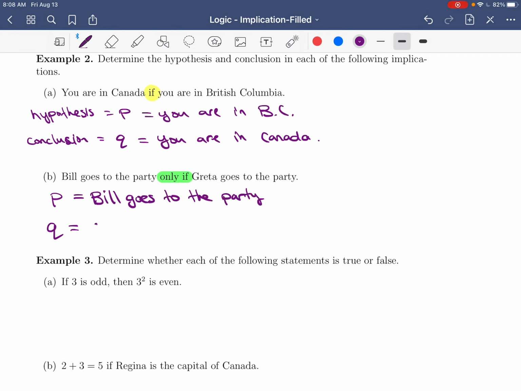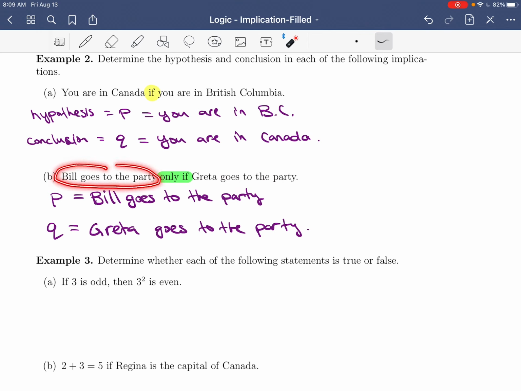And the conclusion is Greta goes in this instance. So you might be thinking, but there's an if here. Shouldn't that be the premise? Okay, this says only if. So that means you'll only see Bill at the party if Greta's also at the party.